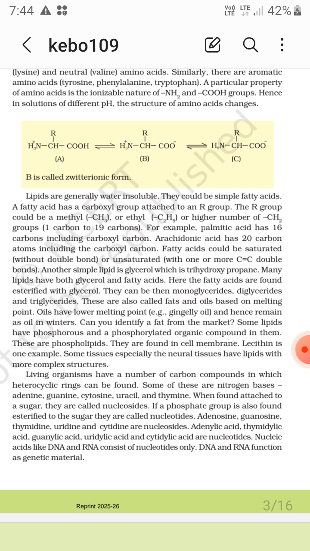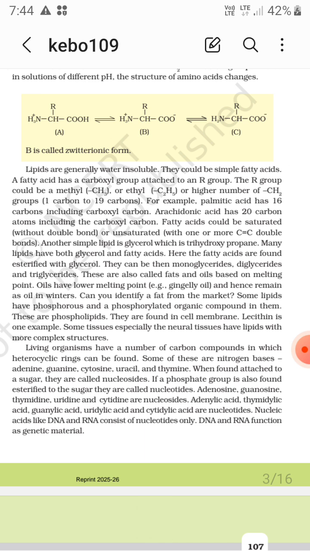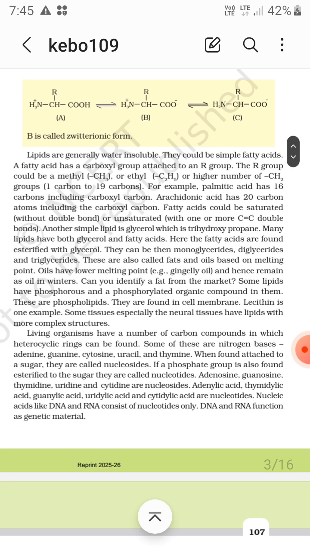The R group could be methyl, ethyl, or a higher number of CH2 groups, that is 1 to 19 carbons. Example, palmitic acid has 16 carbons including the carboxyl carbon. Arachidonic acid has 20 carbon atoms including the carboxyl carbon. Now fatty acids could be saturated, that is without double bond, or unsaturated with one or more C double bonds.